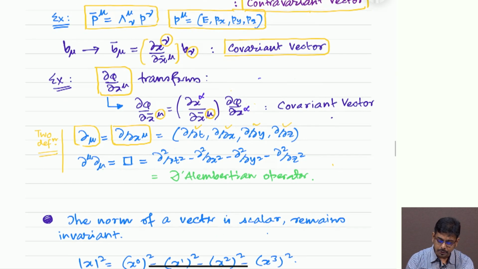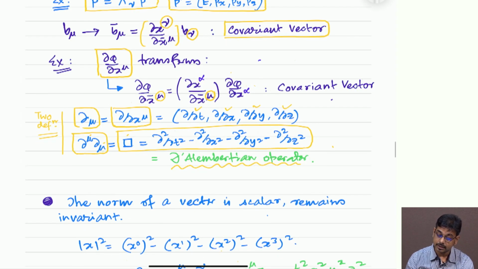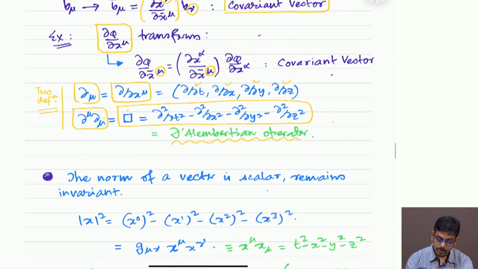And similarly, I can define a double derivative which I call del mu del mu. Now, you see interestingly that there is no index left. Here also the indices mu and mu are repeated and summed over, okay, and this gives you what you call a box operator, which is also called the D'Alembertian operator, and this is defined as del 2 del t2, del 2 del x2, del 2 del y2 minus del 2 del z2, okay. So, this is the definition of the box or the D'Alembertian operator, and this is nothing but del 2 del t2 minus del 2 del x2 minus del 2 del y2 minus del 2 del z2.